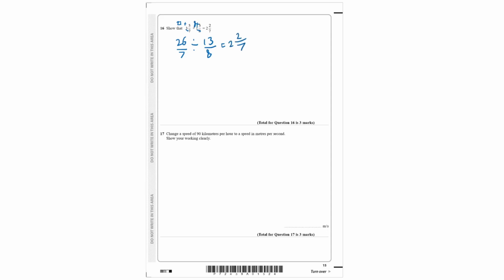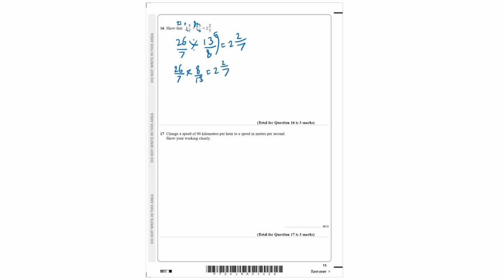Now, when dividing fractions, we can simply find the reciprocal and multiply instead. So we have 26/7 times 13/8 flipped, which is 8/13.